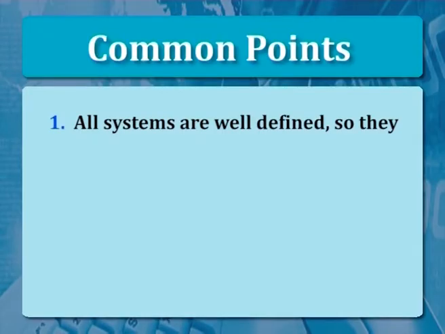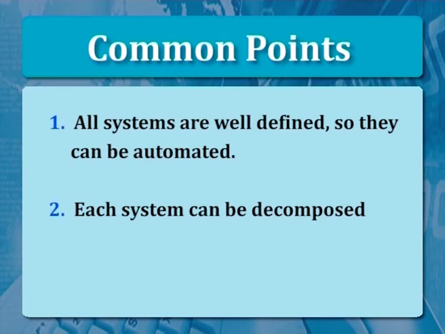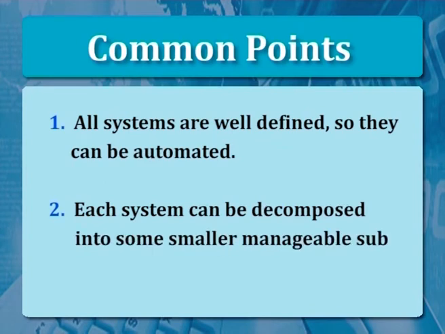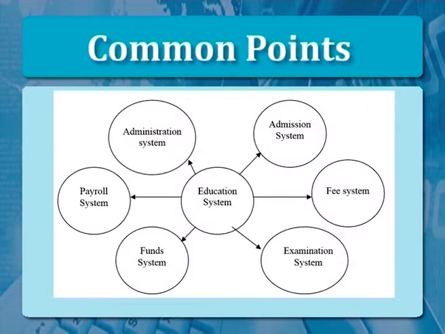First, all systems are well defined so they can be automated. Second, each system can be decomposed into some smaller manageable subsystems. For example, an education system may consist of payroll system, administration system, admission system, fee system, examination system, fund system, etc.